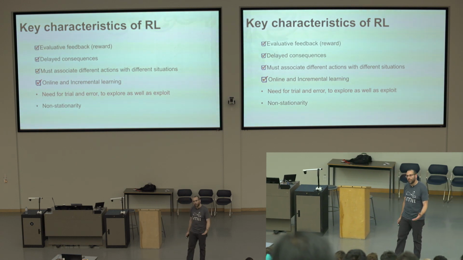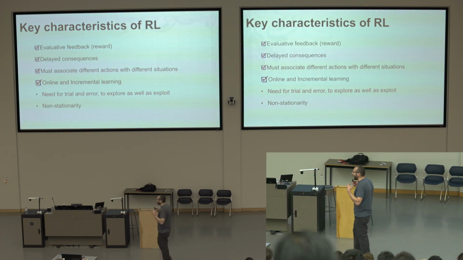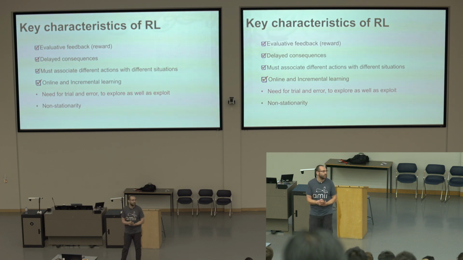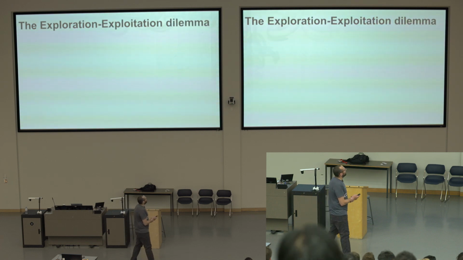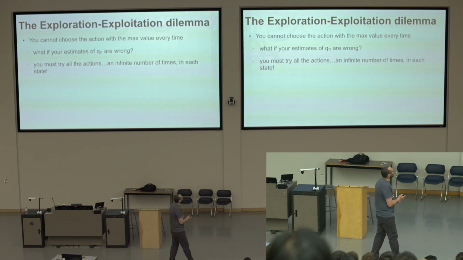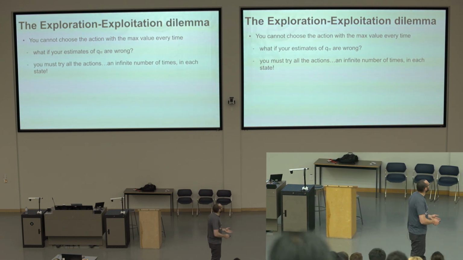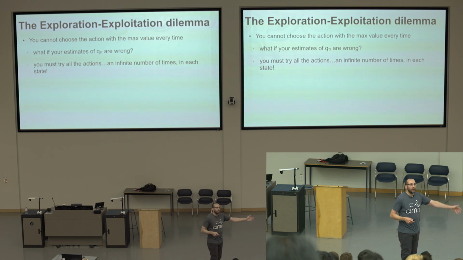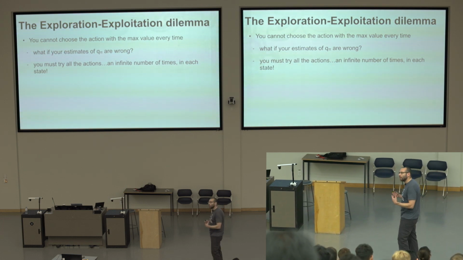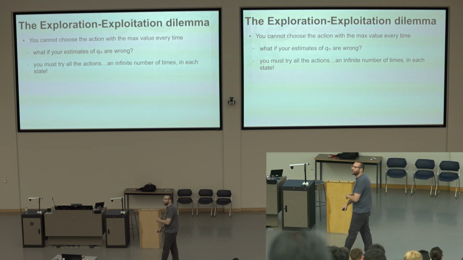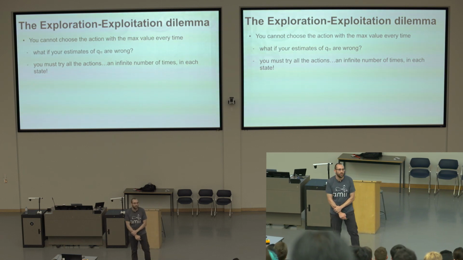But just like you did in the Bandit problem, we can't just act greedily with respect to our value function. And why not? Well, there's this exploration-exploitation problem. You can't choose the best action every single time. And there's a whole host of reasons why. For one, you're learning your values as you go. What if they're wrong? What if your current estimate of the value function is incorrect?